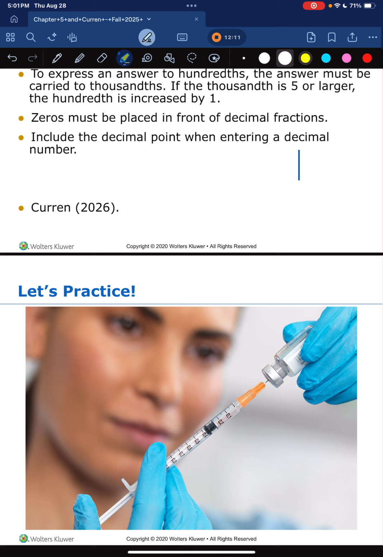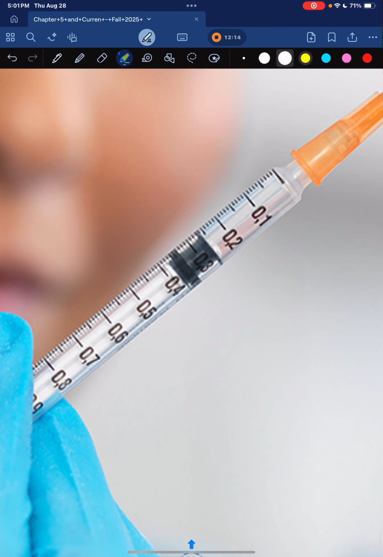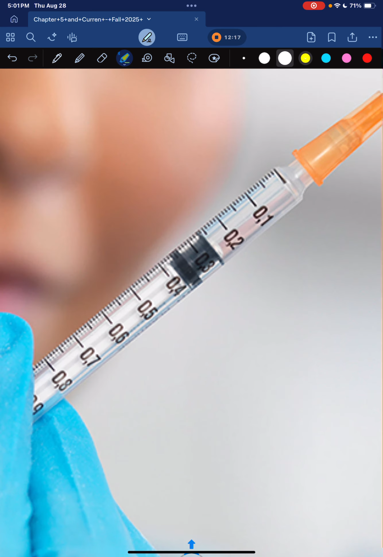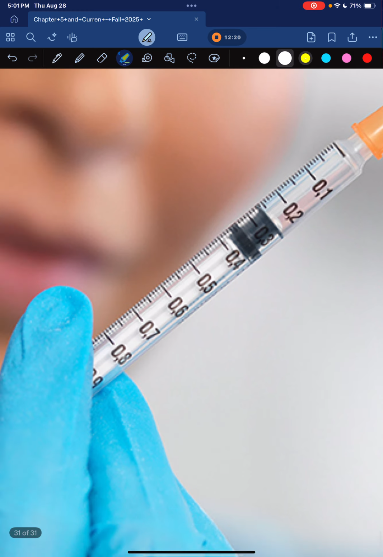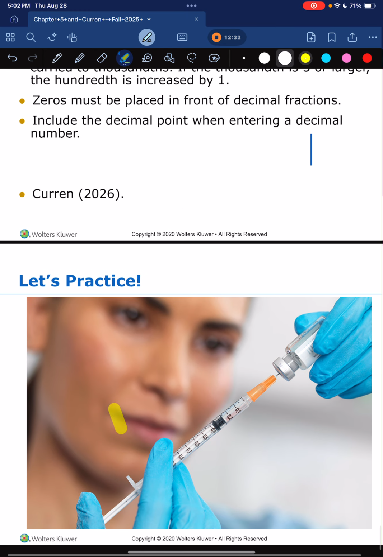So let's start by taking a look at the syringe that this nurse is holding. Can you tell by looking at it what the total volume this syringe holds? 1 mL. So with 1 mL, every one of these larger solid black lines represents 1/10 of a milliliter, right? And the sublines in here also represent a tenth of a milliliter, right?